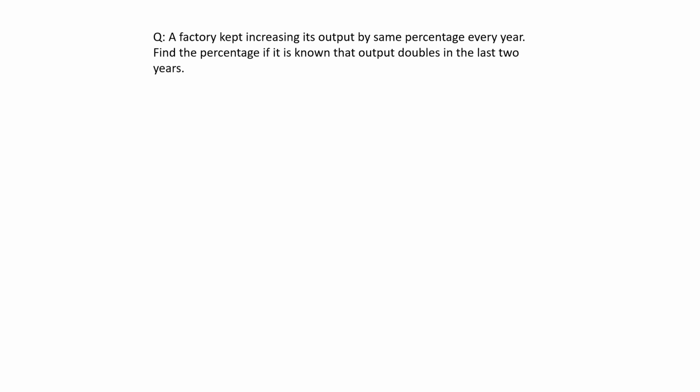A factory kept increasing its output by the same percentage every year. Find the percentage if it is known that the output doubles in the last 2 years.